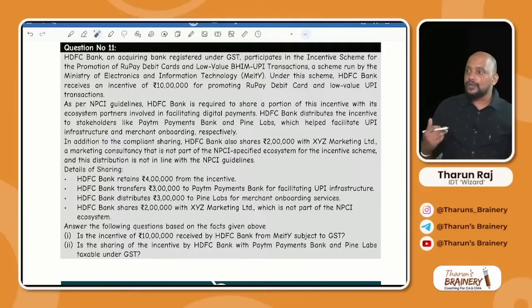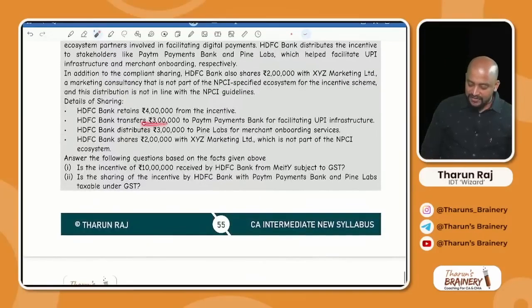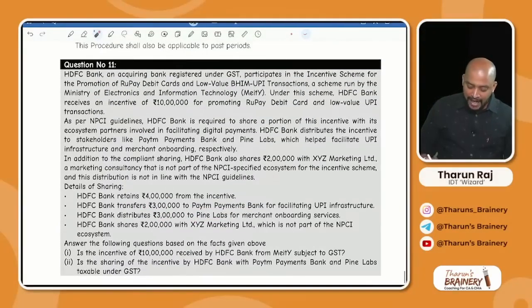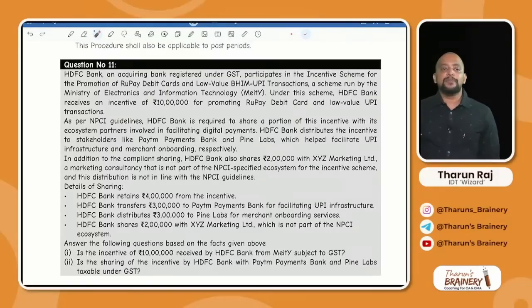What about out of the 10 lakhs, 3 lakhs shared with Paytm and 3 lakhs shared with Pine Labs? Whether Paytm and Pine Labs are approved by NPCI? Yes. So due to that reason, the money received by them from HDFC is also deemed to be received from central government, and it is excluded from the value, not treated as consideration.